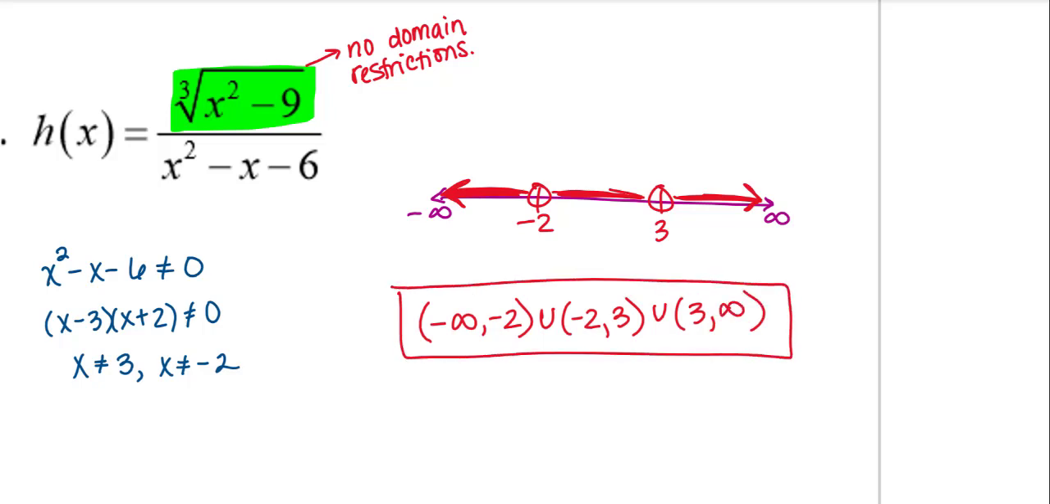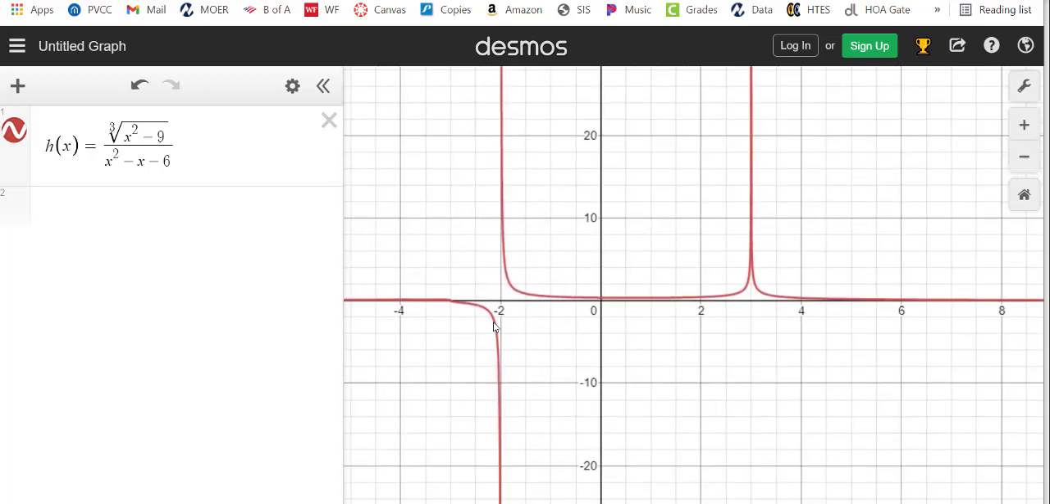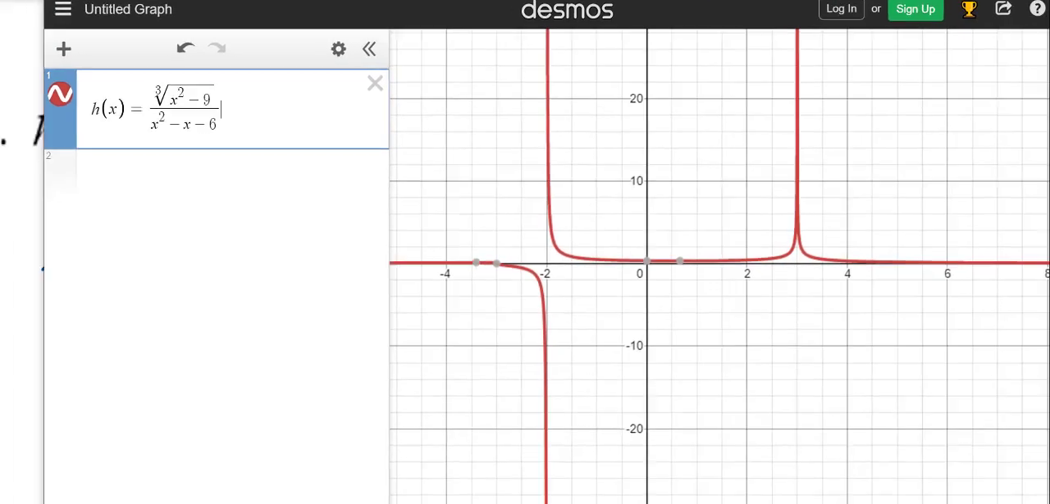And if we check it graphically, here's my cube root of x squared minus 9 all over x squared minus x minus 6 as a function, and that's exactly what I see. x cannot be -2, and x cannot be 3. I'm going to see those vertical asymptotes there. You can try to calculate as well, especially if you're on a TI grapher. You can calculate a value. You can add sliders in here in Desmos to show you that it does not have a value as well.